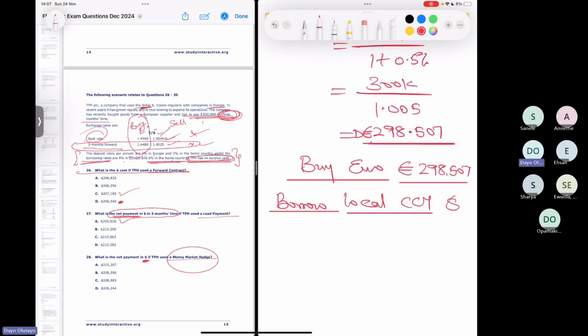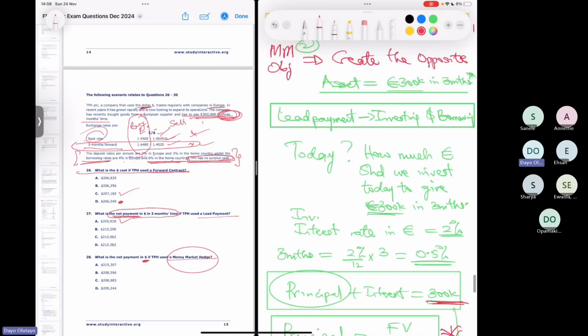So I'm going to borrow dollar, and I will get this figure. I need dollar that can buy this amount of euro for me. So I'm going to borrow dollar, and the company will sell the dollars. If the company is selling dollar, then the bank must be buying dollars. So I'm thinking bank, I'm thinking second currency. Remember, dollar is our second currency.